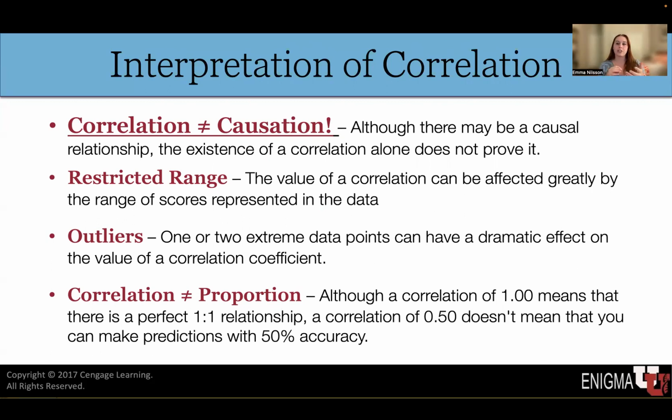The second is to make sure that there is not a restricted range in your data, because the value of a correlation can be greatly affected by the range of scores that you use. The third is to be extremely careful about outliers, because one or two extreme data points in your set can have a huge effect on the value of a correlation coefficient. And the fourth and final thing is that correlation does not equal proportion. A correlation of 1 means there's a perfect one-to-one relationship. A correlation of 0.5 doesn't mean that you can make predictions with 50% accuracy. We'll talk about each of these four things on the next several slides.